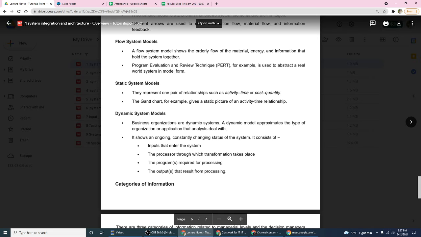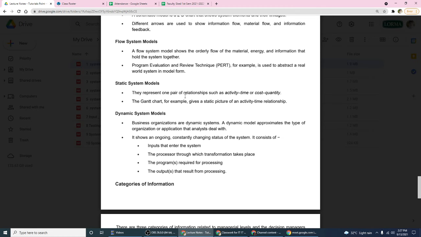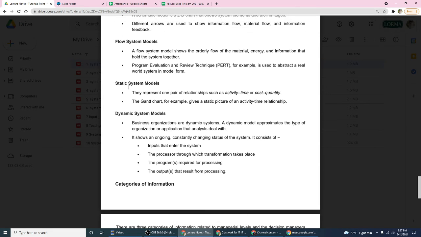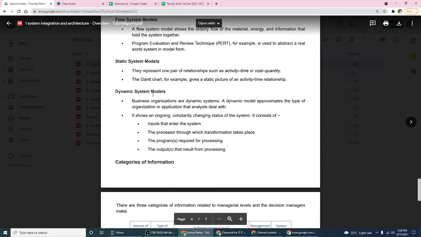Then we have the static system model. They represent one pair of relationships such as activity time or cost quality. The Gantt chart, you will be using this one. The static system model is, you will be given a specific time, parang for this day, what will I do? And then within 3 to 4 months, the program or the system is already completed 100%. So you will be given a specific time. So activity time relationship.